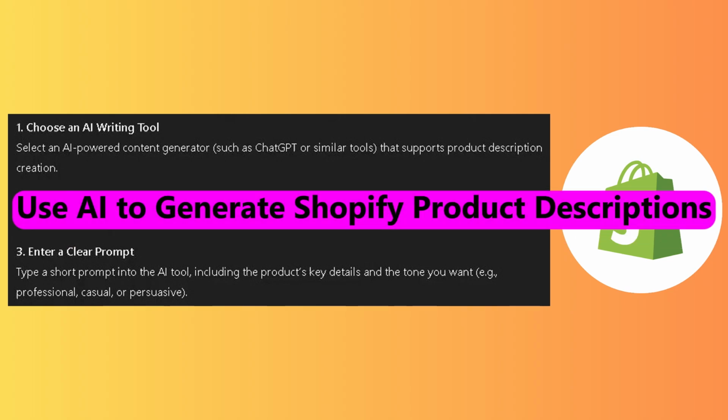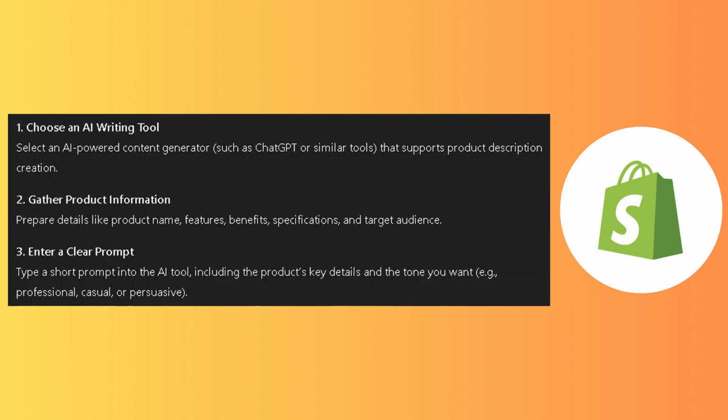In this video, you will learn how to use AI to generate a Shopify product description. Choose an AI routing tool to select an AI-powered generator. This could be ChatGPT or Gemini that supports product description creation.